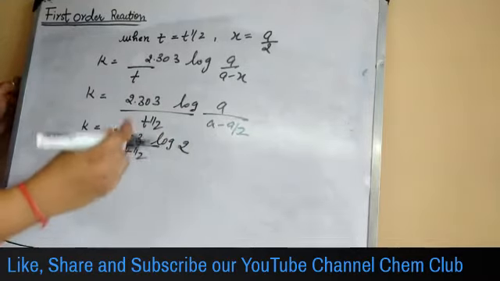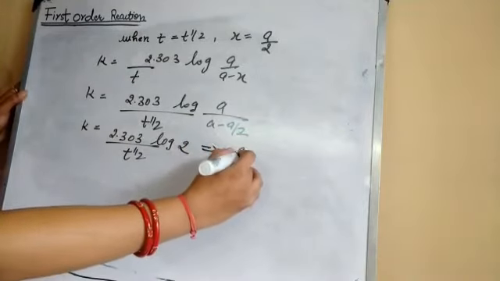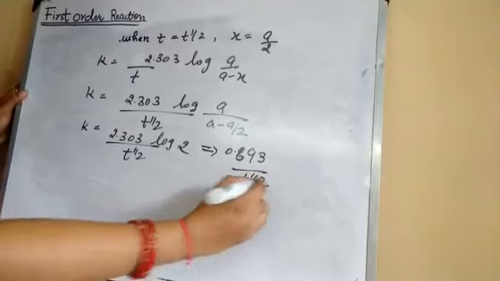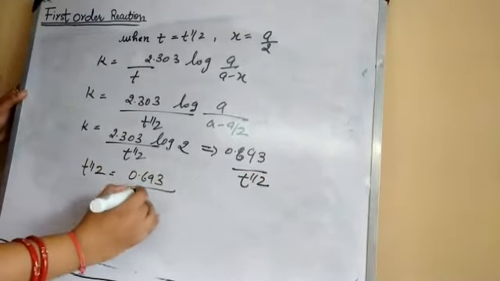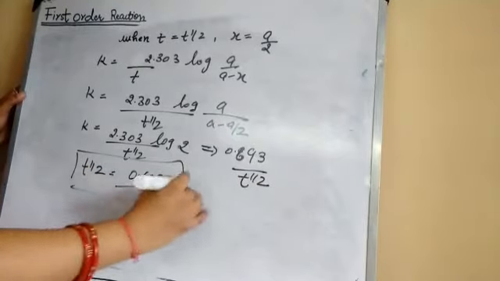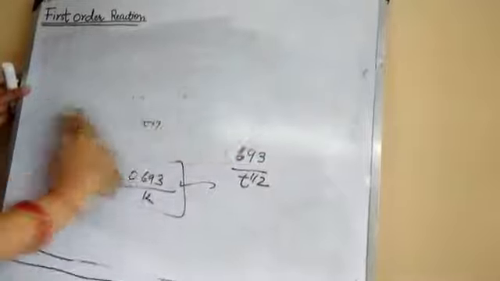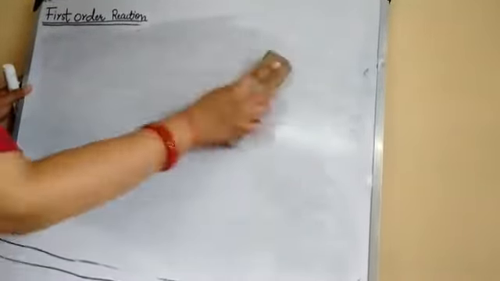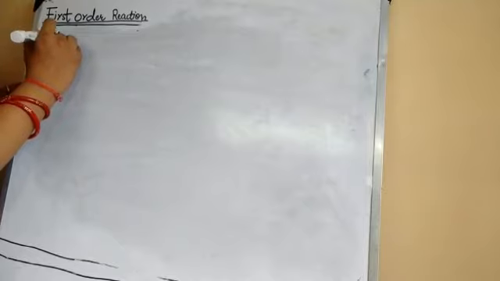Log 2 has the value 0.3010. So after using that value you will get k equal to 0.693 by t half, or you can write it in terms of t half. So now this is the final expression for t half, meaning the half-life period of the first order reaction. They can ask you directly, but in the competitive exam they will ask you some question, and we need to use these two expressions.